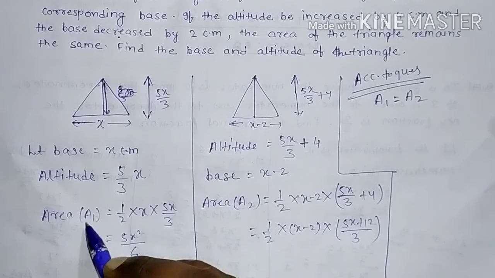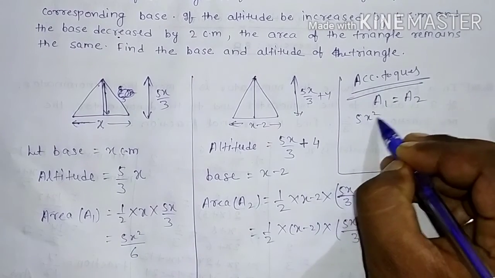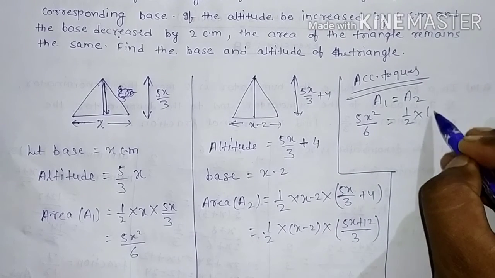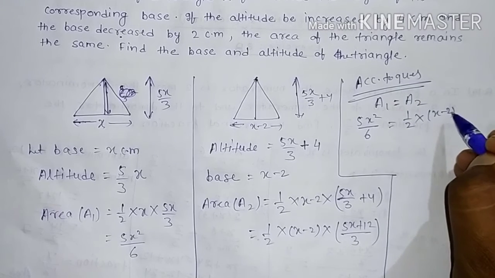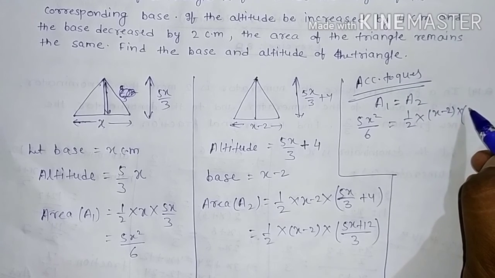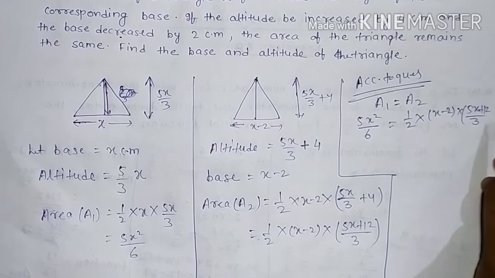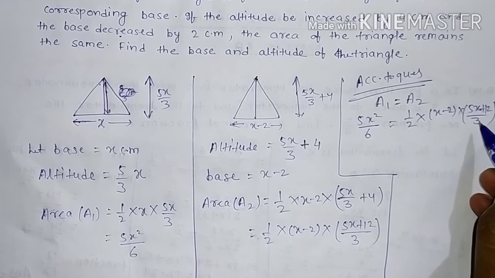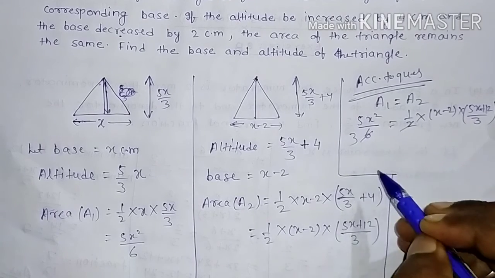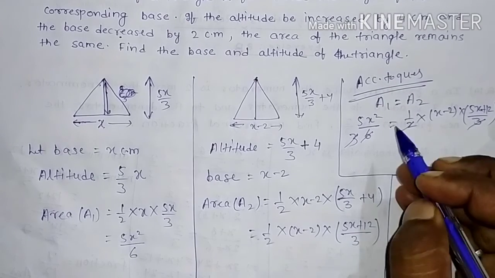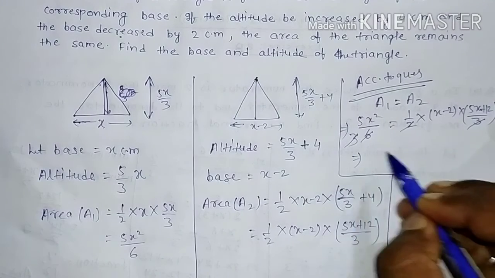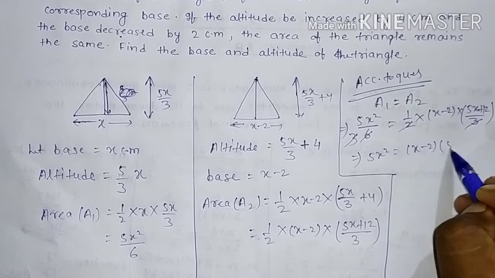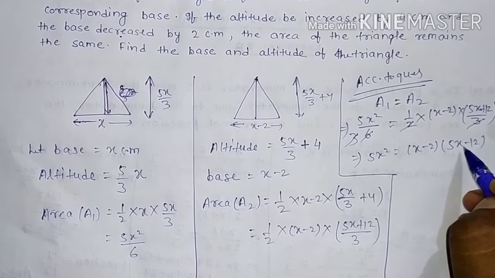Now put the values. A1 is 5x square upon 6. This equals A2, that is half into x minus 2 multiplied by 5x plus 12 upon 3. Now directly solve this equation. So directly we can solve here. 2 3s are 6 and 3 cancel out. Now 5x square equals x minus 2 into 5x plus 12.